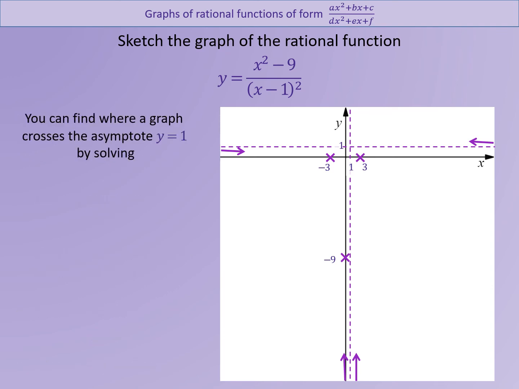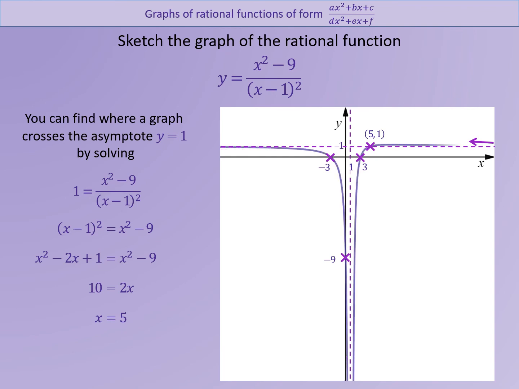Now, let's see at what point it cuts through the asymptote on the right hand side there. So if we substitute y equal to 1 into this function and rearrange this, that will leave us with x being equal to 5. And now we can plot this. So it's really important that we check that and we work out any points that the function does cross the asymptote as well.